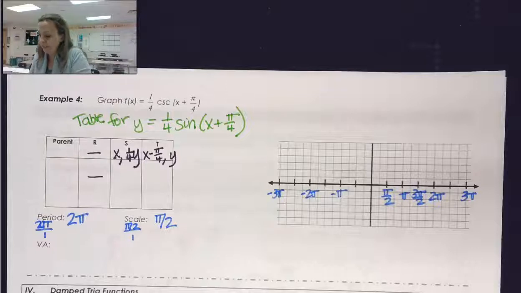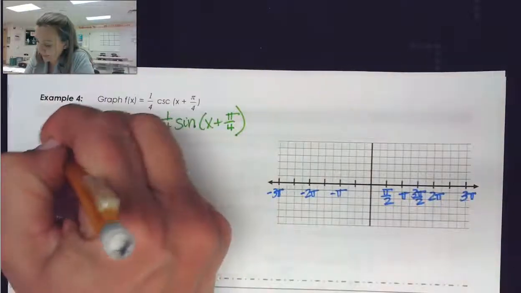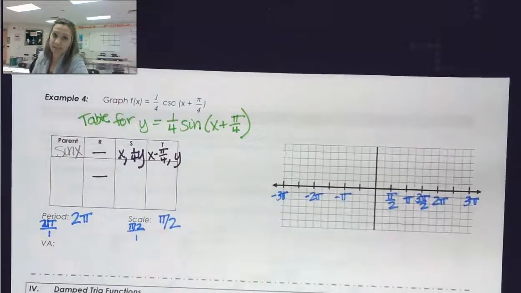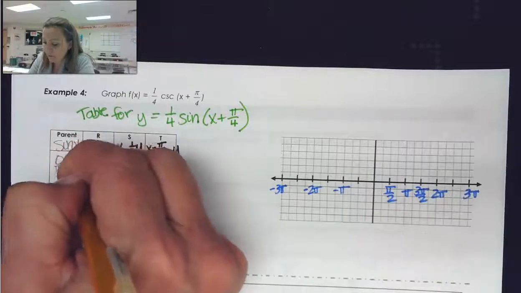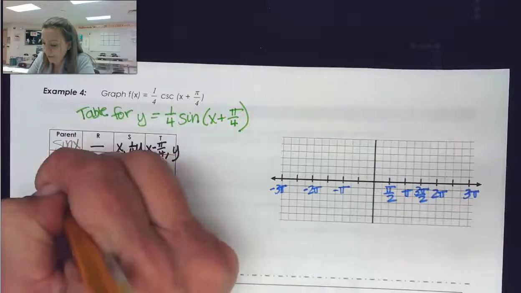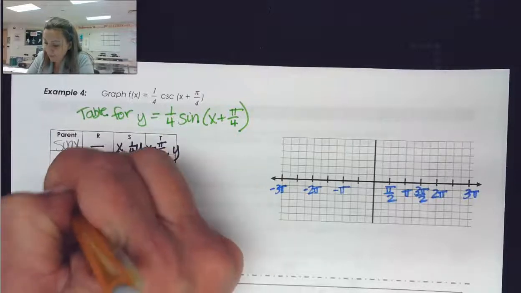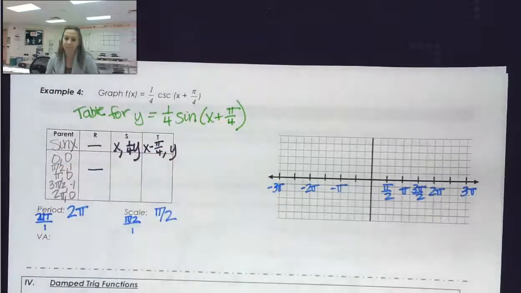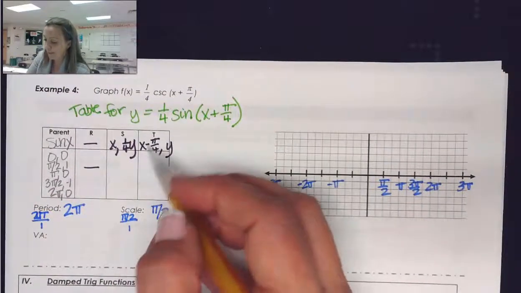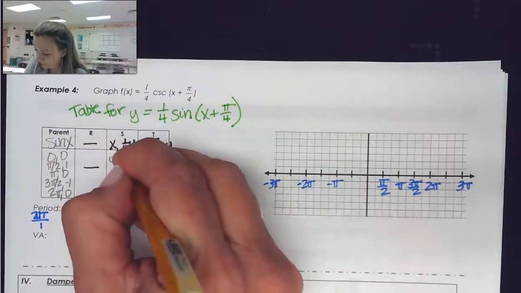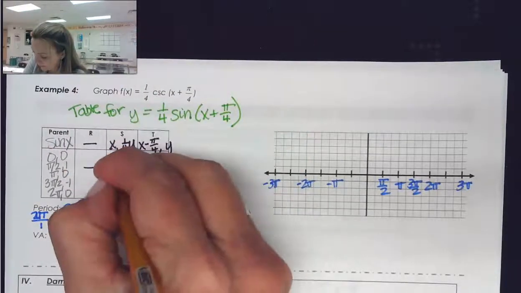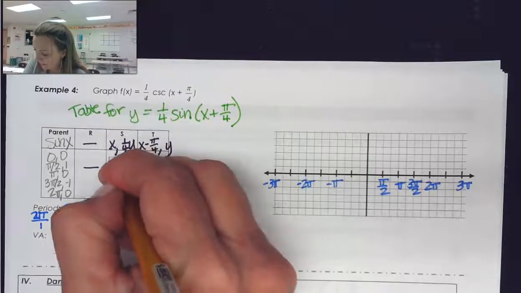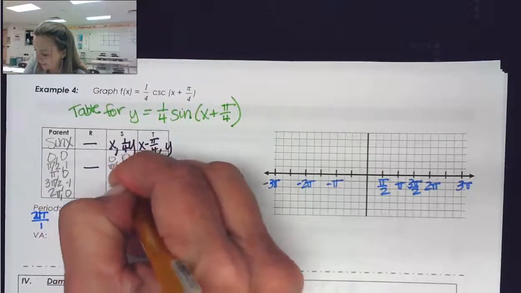So our parent function here, again, is going to be the sine of x. And again, for sine of x, we do need the 5 values. So we have 0, 0, pi halves 1, pi 0, 3 pi halves negative 1, and 2 pi 0. So I'm going to just multiply all the y values by 1/4, and leave the x values the same here.